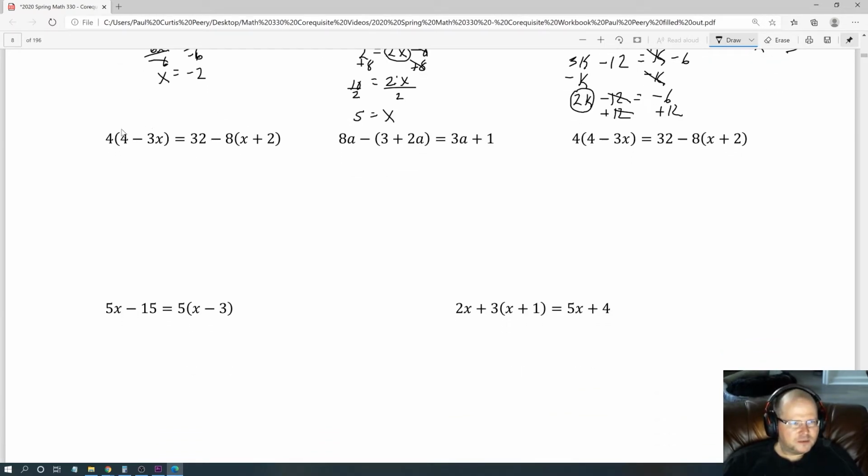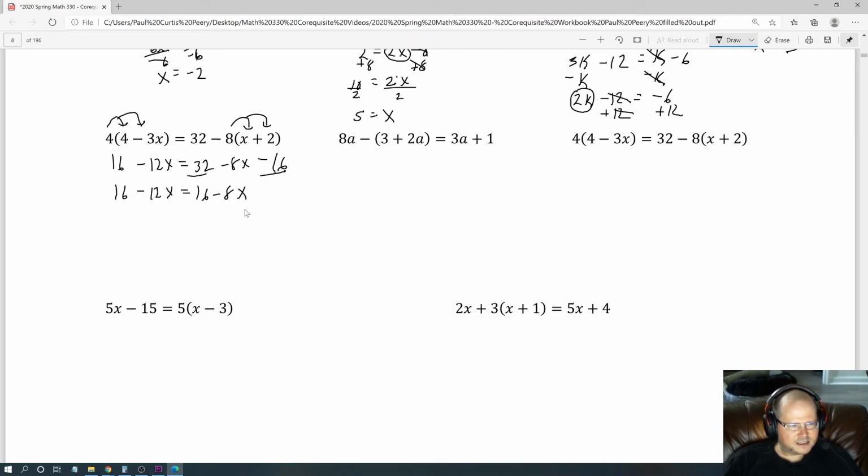So over here, we distribute first. 4 times 4 is 16. 4 times negative 3x is negative 12x. Over here, we distribute. Negative 8 times x, we bring down the 32. The negative 8 times x is negative 8x, and then negative 8 times positive 2 is negative 16. We combine like terms. We have a positive 32 and a negative 16 over here. We rewrite the left side because that doesn't change. Then 32 minus 16 is 16.